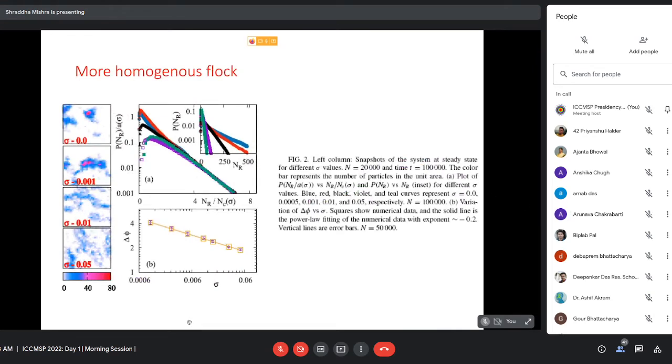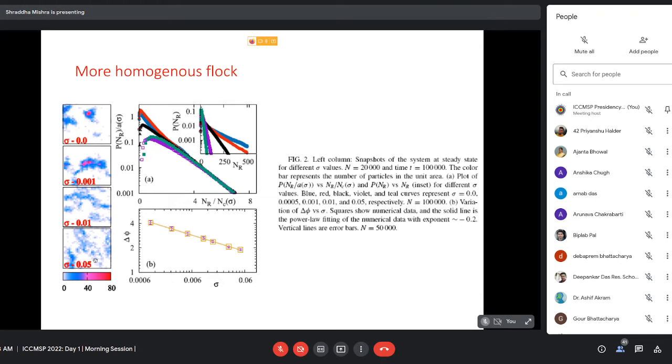Till now, we have only shown the orientation order, but what is happening in the density space in the system? For that, we calculated the local density of particles in the sample for different sigma. This is for the clean case, and this is for the maximum randomness or maximum inhomogeneity. The pink color represents a very high density cluster. So for 0 sigma, there is a bunch of particles forming a very high density cluster. For larger sigma, we see a more or less homogeneous flock. There is not a very dense cluster.